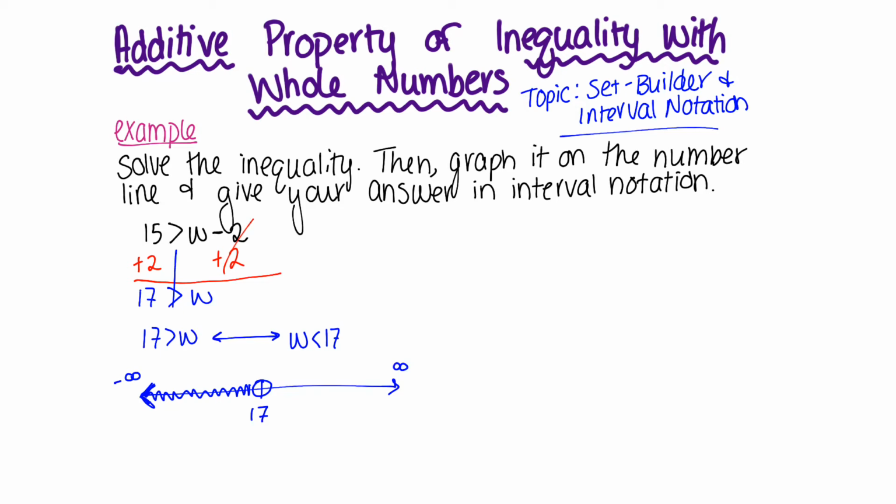In interval notation, reading the highlighted part from the left to the right, we're starting at negative infinity. We put a comma. We go all the way up to 17. Now, infinities will always get parentheses, and because there's no underline on our inequality, 17 will get a parenthesis as well. So this is our interval notation answer.